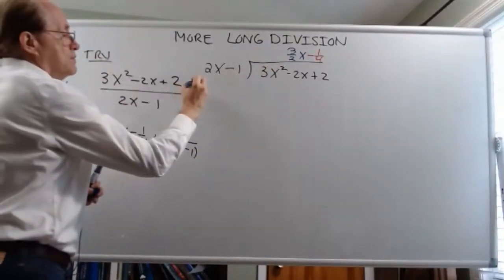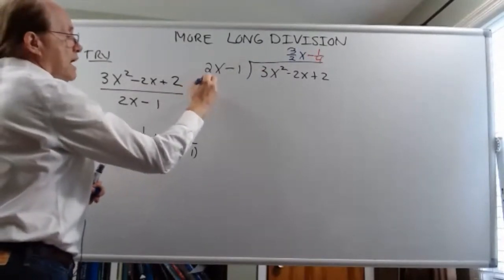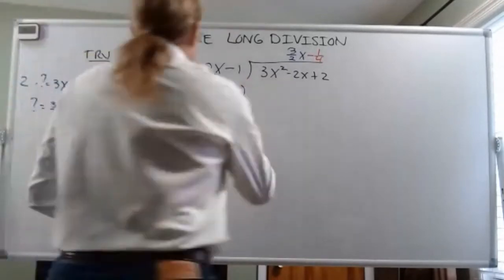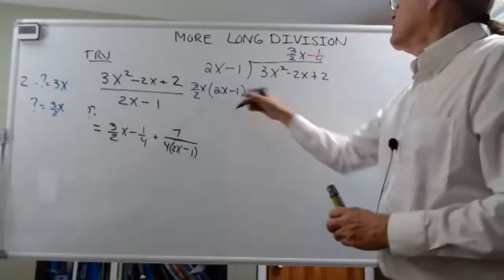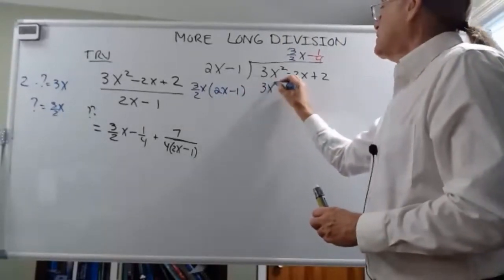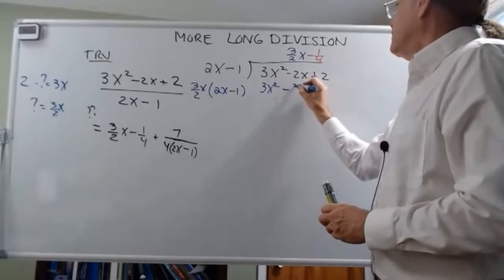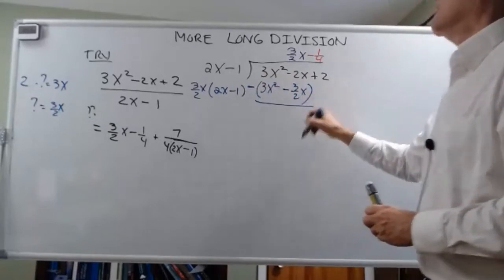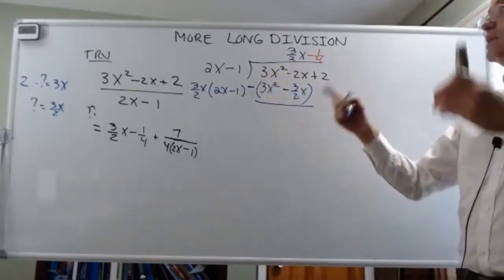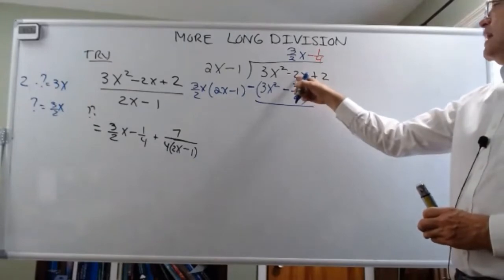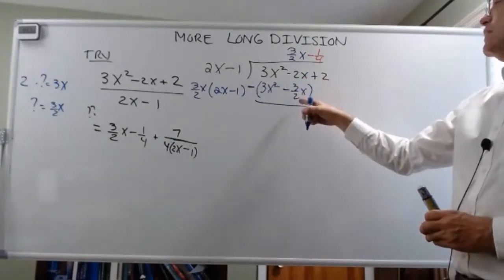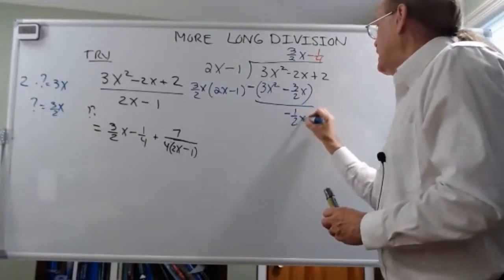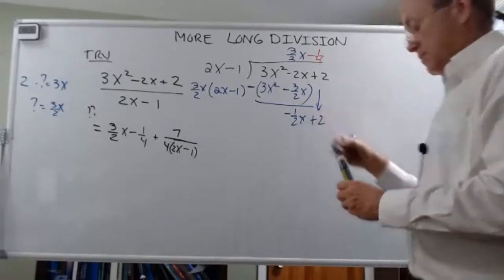So I'm going to multiply both sides by 3 halves x times 2x minus 1. So this will give me, the 2's will cancel, so that will give me a 3x squared, and a negative 3 halves x. And what am I supposed to do? I'm supposed to subtract everything. 3x squared minus 3x squared is gone. So this is a negative 2x plus 3 halves. So that gives me a negative 1/2 x. So here I get a negative 1/2 x, and then I bring down the plus 2.